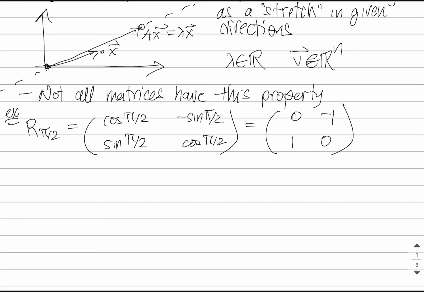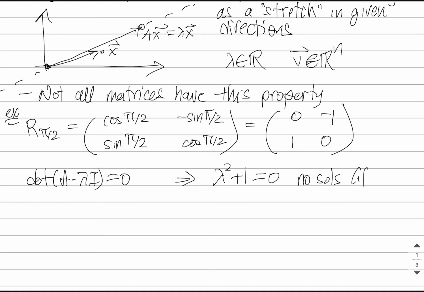If we were to sit there and compute the characteristic polynomial, what we would find is that we'd get to this equation, lambda squared plus 1 equals 0. So we would have no solutions if lambda is a real number. And geometrically, this makes sense. So what the algebraic result is telling us is that there are no eigenvalues, so there'll be no eigenvectors.